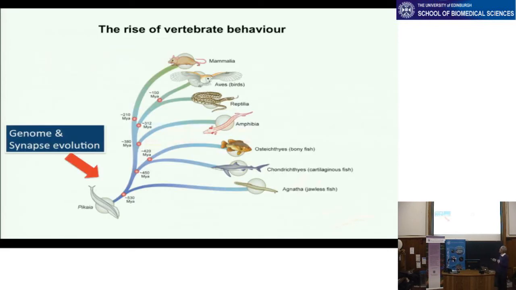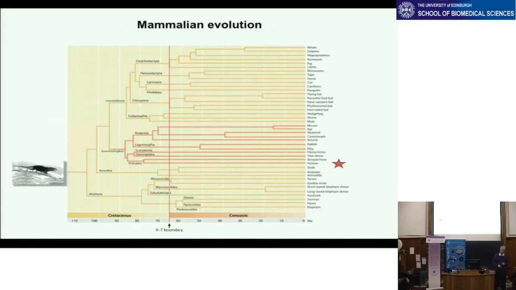And therefore, it is this key event in genome evolution and synapse evolution that has contributed to this wonderful diversity of vertebrate behavior. It's very interesting to think about this from the point of view of mammalian evolution. And here's another timeline where I'm showing you the present day, going back about 100 million years. And you'll notice this little creature off to the left over here. That's a tree shrew, thought to be the animal that was the ancestor of all mammals.